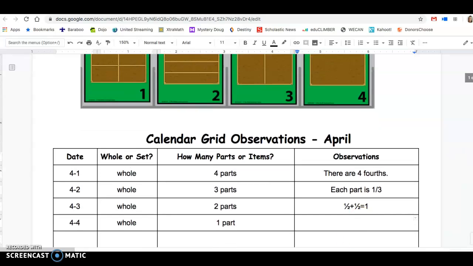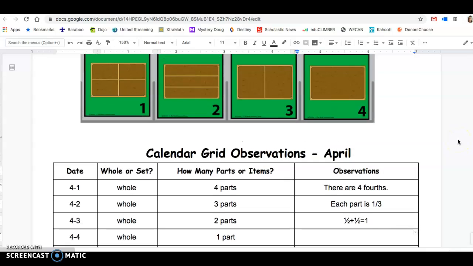And finally, our last calendar marker number 4. What do I observe? Well, the first thing that really stands out to me is that this garden bed isn't split up at all. It is 1 whole garden bed. It's not broken into parts at all. So I'm going to write, this bed isn't split up at all.